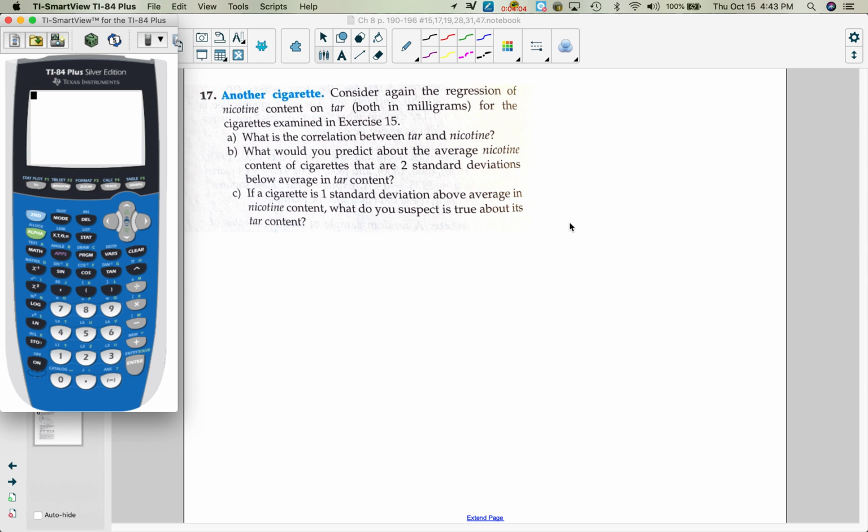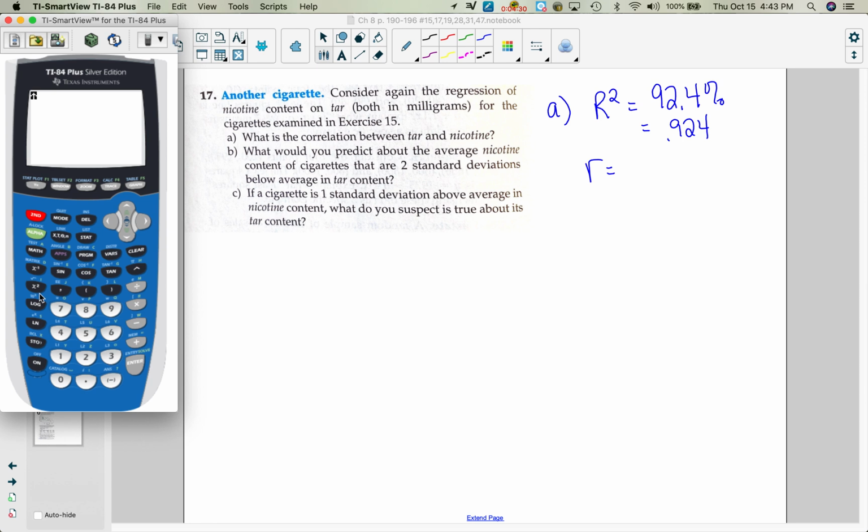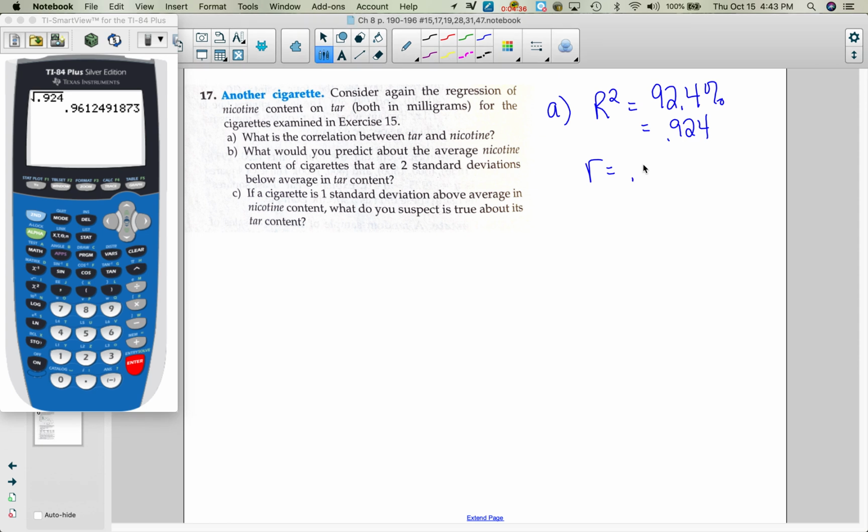All right, so the next problem, consider again the regression of nicotine content on tar, both in milligrams. For this, the same example. What is the correlation between tar and nicotine? Well, I already forgot the value. R squared was 92.4%. So you can think of that as 0.924. So to get the value of R, we're just going to take the square root of 0.924, and I get approximately 0.96. I'll go 3 places. So that's the value of R for the correlation coefficient.